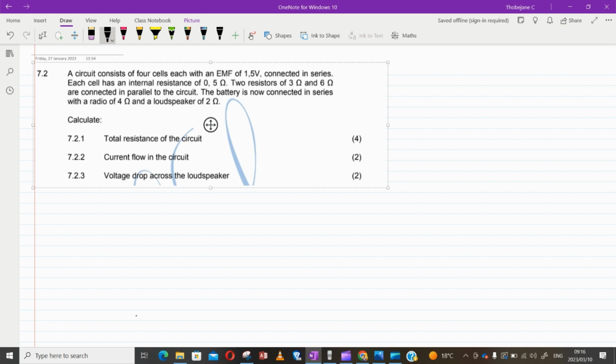They say a circuit consists of 4 cells, each with an EMF of 1.5 volts, connected in series. Each cell has an internal resistance of 0.5 ohms. Two resistors of 3 ohms and 6 ohms are connected in parallel to the circuit. The battery is now connected in series with a radio of 4 ohms and a loudspeaker of 2 ohms. Now, take the radio to be a resistance still, and take the loudspeaker to be a resistance still. This is the trick that you only find in this question. Calculate the total resistance of the circuit, the current flow in the circuit, and the volt drop across the loudspeaker.